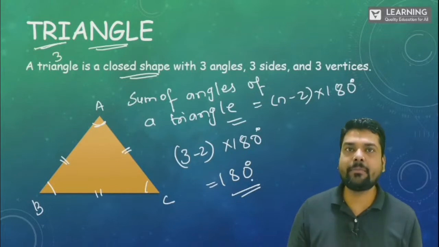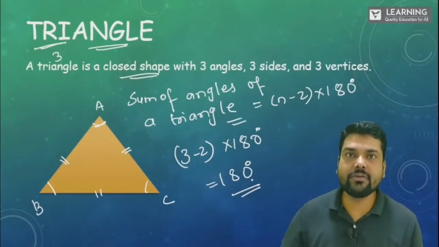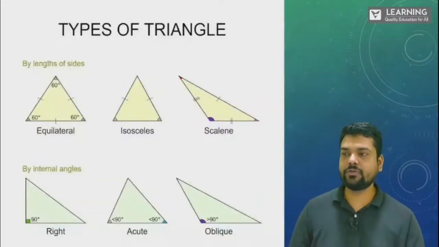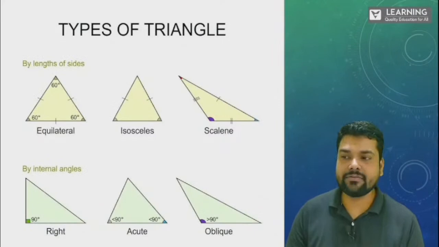By default we remember these steps, but now we have proved it using the formula as well. So that is absolutely correct. Let's move to the next part, that is the types of triangle.